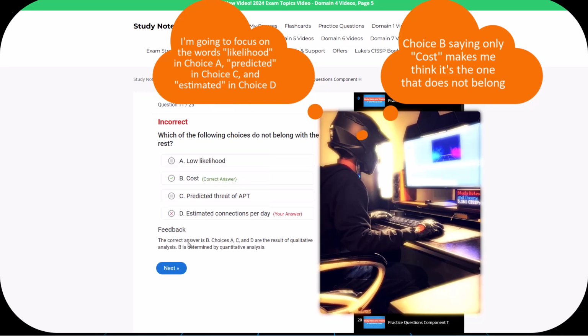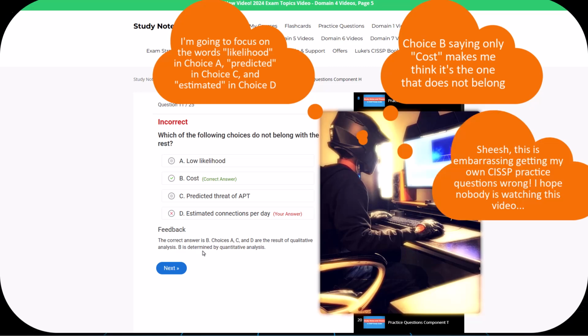Cost, the correct answer is B. Choices A, C, and D are the result of qualitative analysis. B is determined by quantitative, of course. Oh, Luke Ahmed, you tricky scoundrel. Holy cow. When did I even make this question?